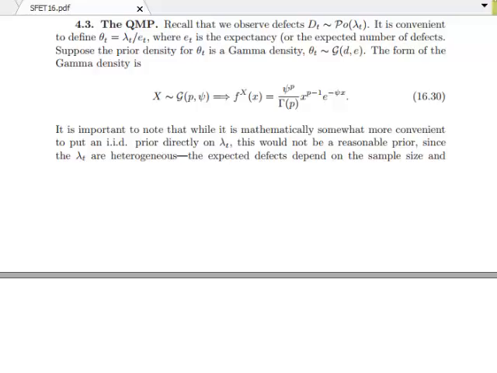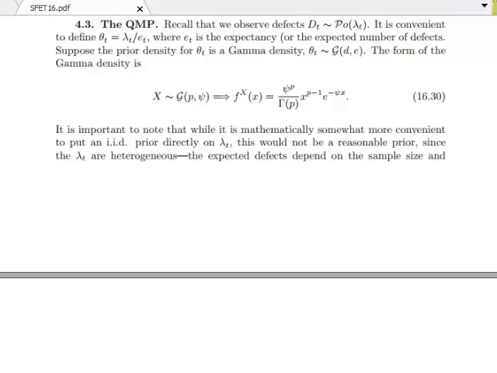So we start with our mathematical model. The number of defects is Poisson with parameter lambda t. Now, just like you have the beta binomial and the normal, Poisson also has a natural conjugate density, and that's the gamma density. So what we do is we say that the expectancy is gamma distributed with some hyperparameters.